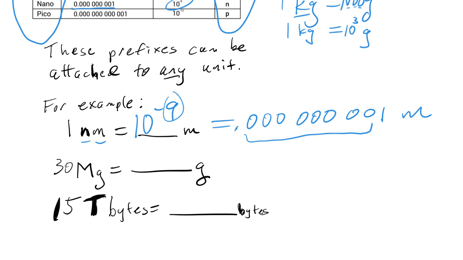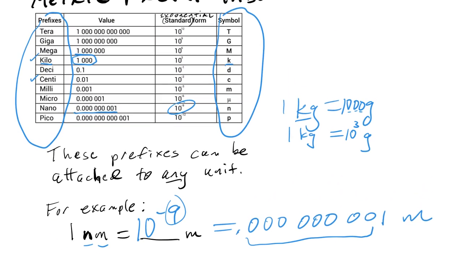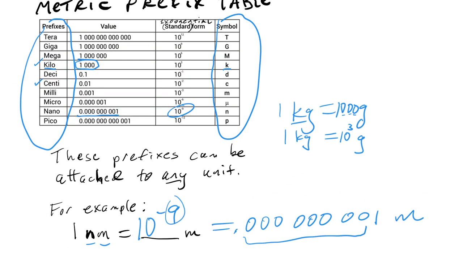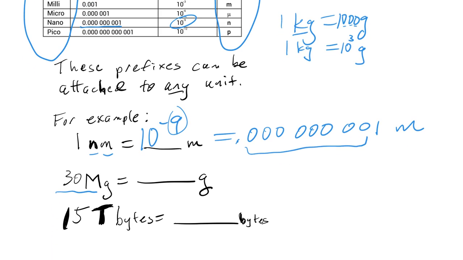Okay, so 30 megagrams. That's the capital M, mega. 30 megagrams is 30 times 10 to the, mega stands for a million, 10 to the 6. Or you could write 30 with 6 zeros.